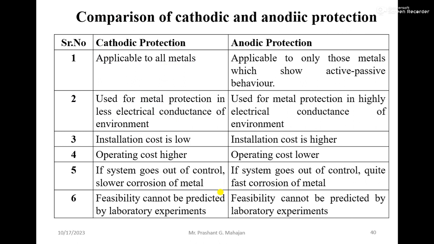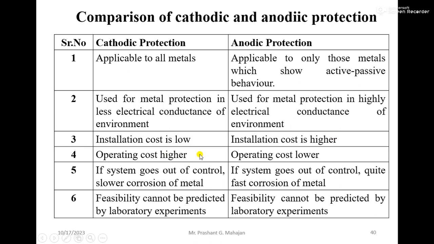Then next is the difference between cathodic and anodic protection. First, cathodic protection is applicable to all metals. Anodic protection, as I said, is applicable to metals showing active-passive behavior. Second, cathodic protection is used for metal protection in less electrical conductance; here the electrical conductance will be high. Third point, installation cost is low for cathodic; here installation cost is higher.